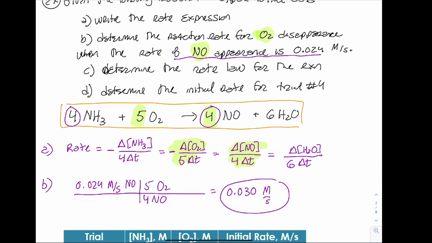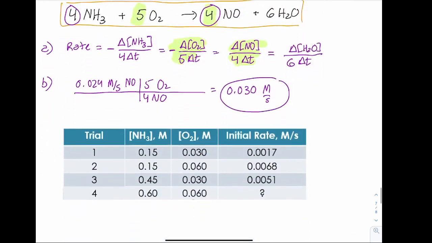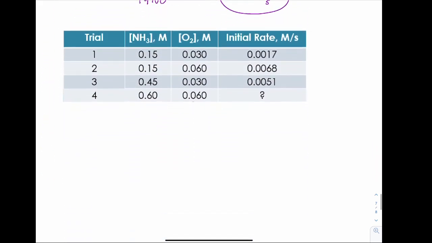So that is part B. So C, determine the rate law. This is where we're going to use our table. So this is where I'm going to look for trials where I'm varying one of my reactants, keeping the other constant. So if I look at trial 1 and 2, the concentration of ammonia is constant, but my concentration of oxygen is changing.